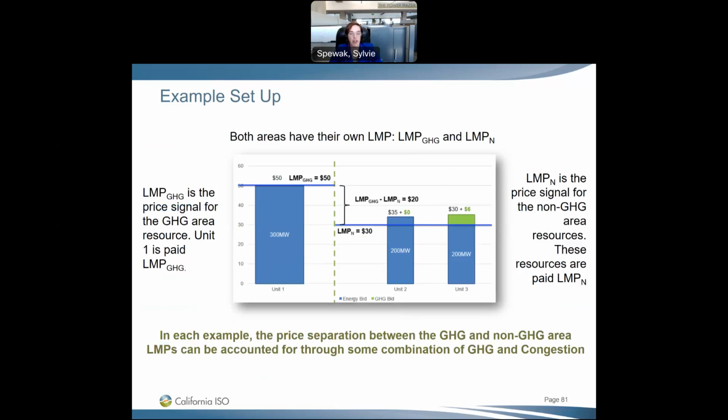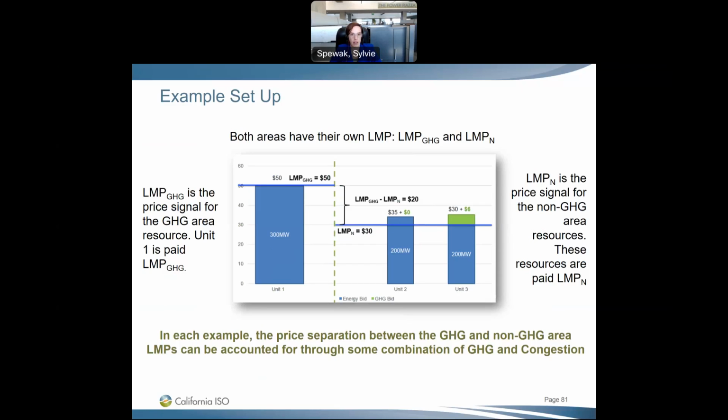Both areas have their own LMPs. That's going to be LMP GHG and LMPN. LMP GHG is the price signal for the GHG area resources. So Unit 1 is going to be paid LMP GHG. LMP GHG is the price signal for Unit 1. LMPN is the price signal for Units 2 and 3 in this example.